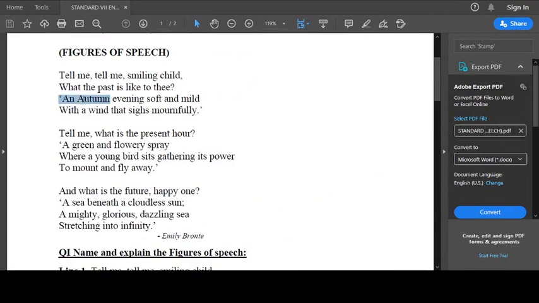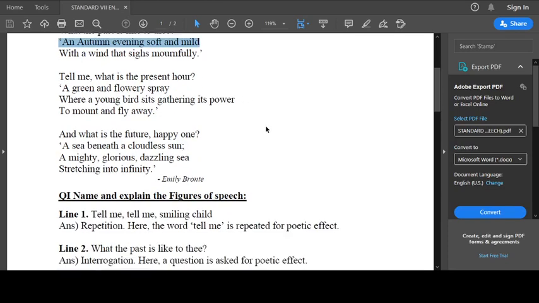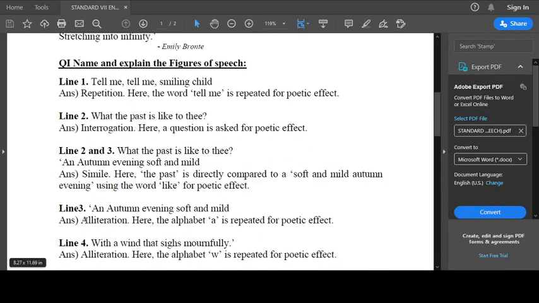An autumn evening, soft and mild. If you look at this sentence, children, can you see the alphabet A here at the start and then again here A. So 2 times A is repeated. So which figure of speech is it? Alliteration. A for alphabet, A for alliteration. Why? Here the alphabet A is repeated for poetic effect. So A, an A, autumn A. So alliteration because the alphabet A is repeated for poetic effect.